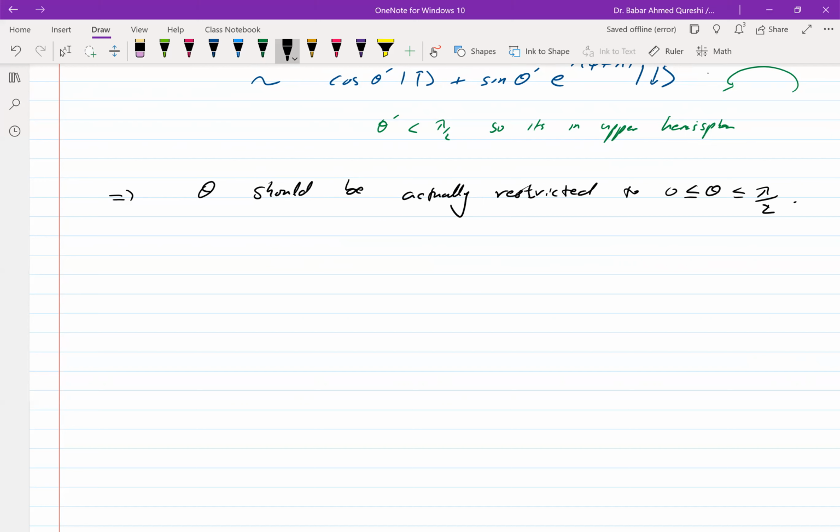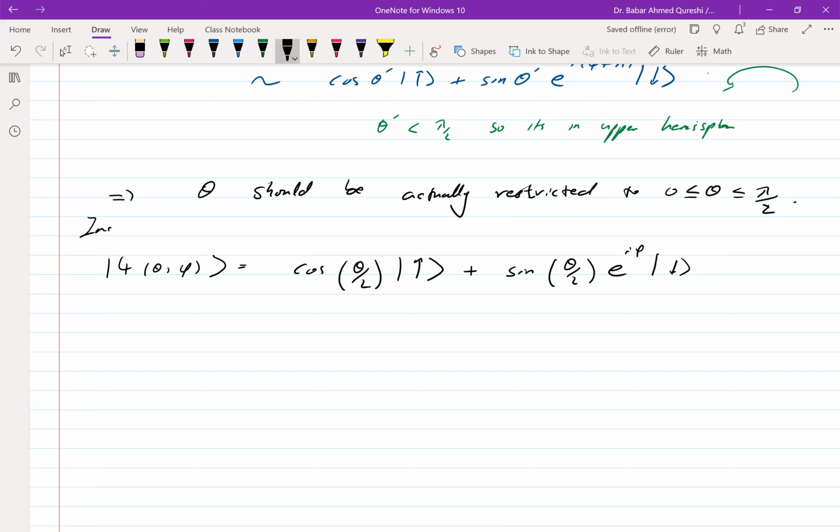Not pi. Even pi is not needed. Only 0 to pi by 2 is needed. So then it's a better idea to represent this like this. Instead of restricting theta to 0 to pi by 2, you kind of define a new theta, and instead of above, you write it like this.